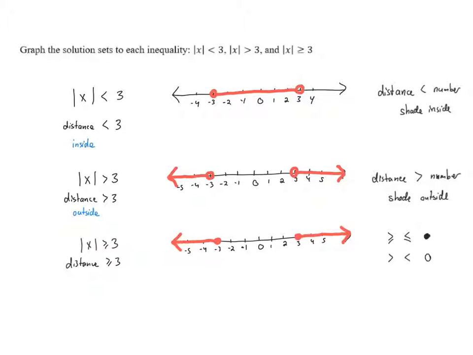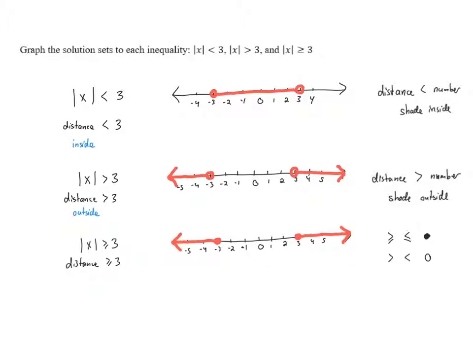There are different metaphors that you can think of to help you remember we're shading the inside versus the outside. If we have the distance less than a number, that's kind of like having a dog on a leash. And so if that leash is attached to 0, the dog can only go so far to the left or the right. It kind of has to stay close to the middle. Or if you're grounded, your parents might say the distance that you can go is very small, so you have to stay in your house.